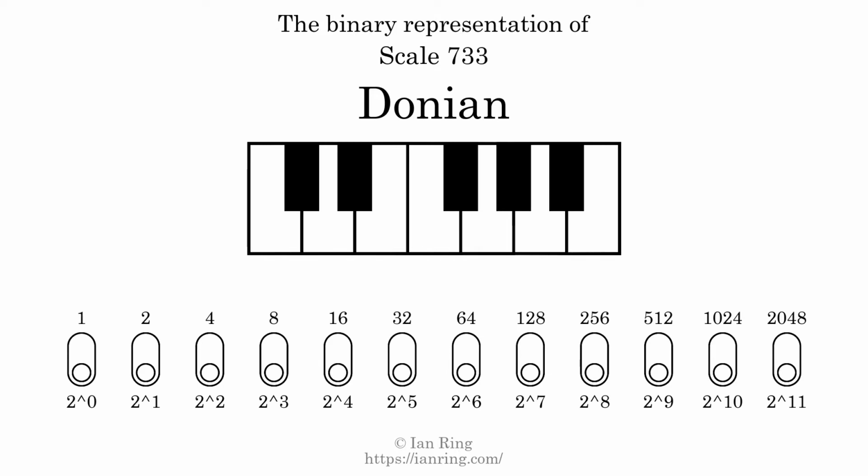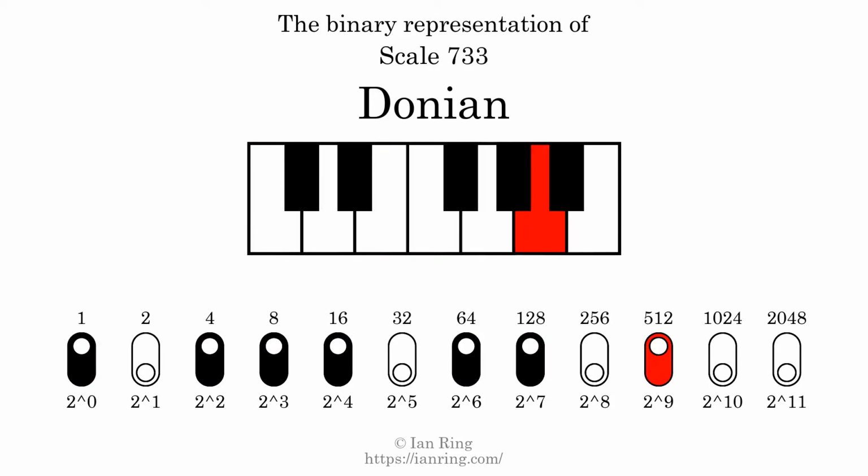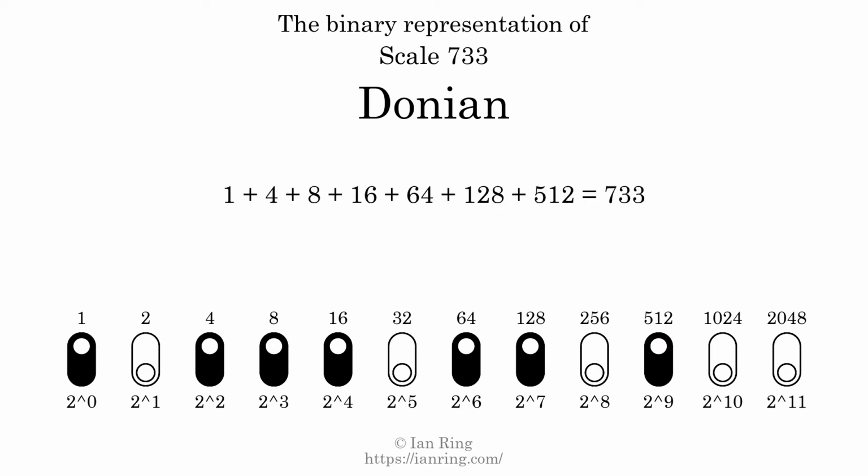The binary representation of this scale is determined by mapping tones of the scale to binary digits. Each binary digit represents a power of 2. To get the scale number, we add the powers of 2 together. The powers of 2 that are present in the scale, all added together, equals 733. That is why the scale number, in decimal, is 733.